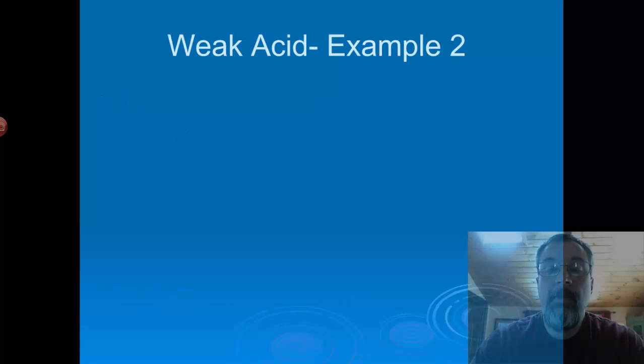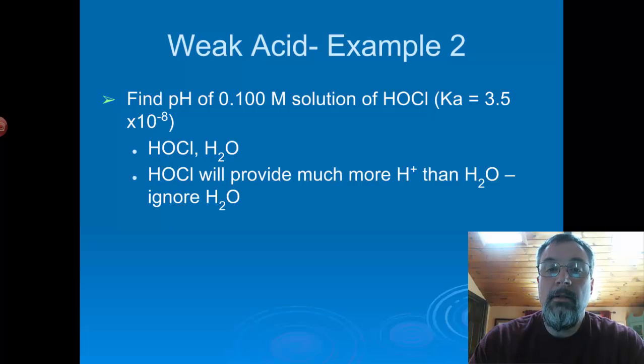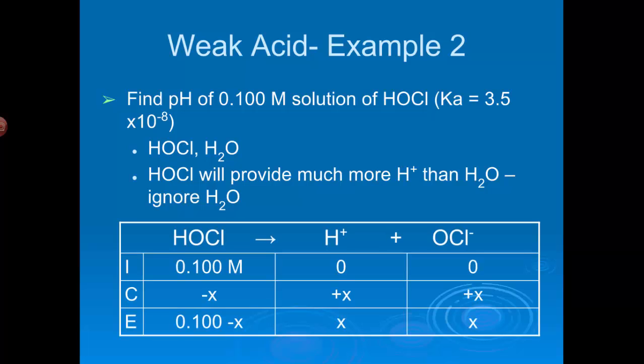Here's another example. 0.100 molar solution of HOCl. Ka for that is 3.5 times 10 to the minus 8th. Those are the two species, HOCl and H2O. HOCl provides a lot more H plus than H2O because its Ka value is much larger than the Kw value for water.